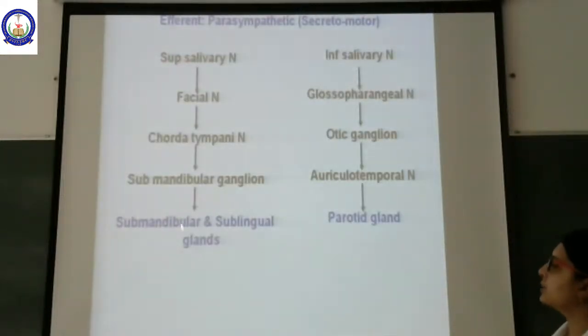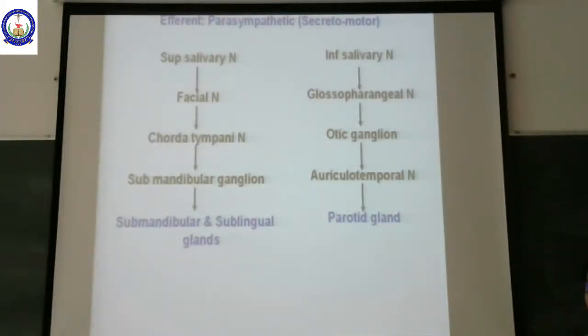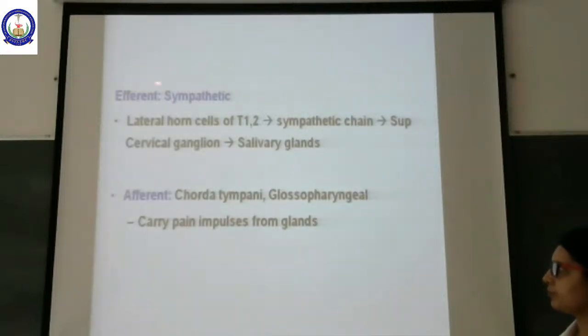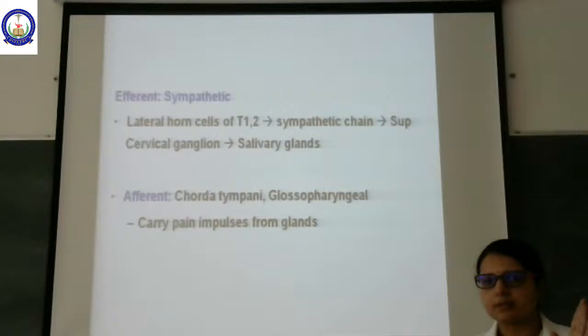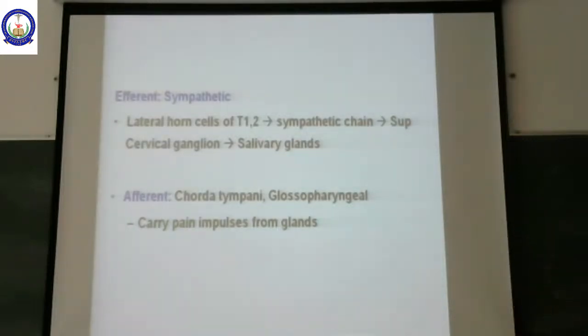So this is about the nervous system which is involved. Just remember the glossopharyngeal nerve, that is the ninth cranial nerve, and the facial nerve, that is the seventh cranial nerve. They play a very important role in regulating the secretion of salivary juice from the salivary glands. So finally, the salivary secretion is under the influence of the sympathetic and the parasympathetic nervous system. Stimulation of the parasympathetic nervous system will cause increased secretion of the salivary juice.